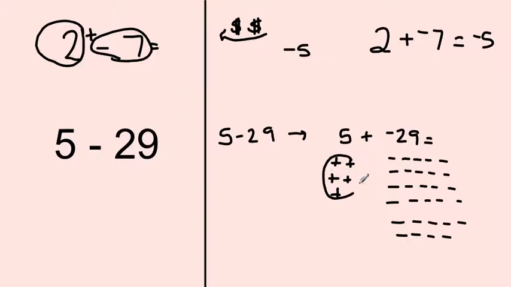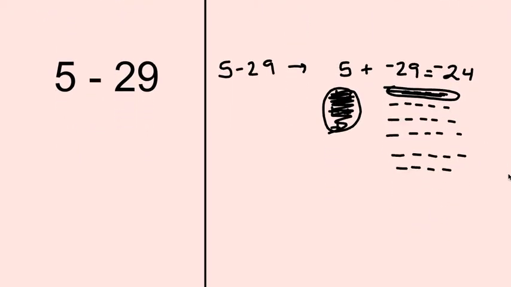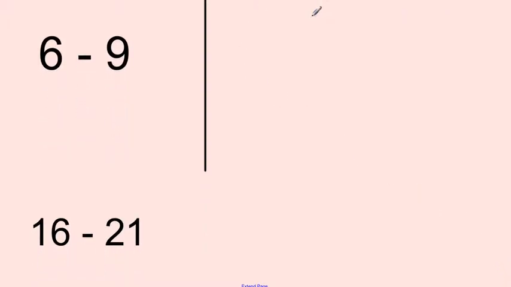I know that I had 5 positives here that I could cancel out with these 5 negatives here. And then just count what I have left over. 5, 10, 15, 24. I had 24 negatives left over. Turning each one of these subtraction problems into an addition problem can make life a whole lot simpler and make subtracting integers easier to understand.